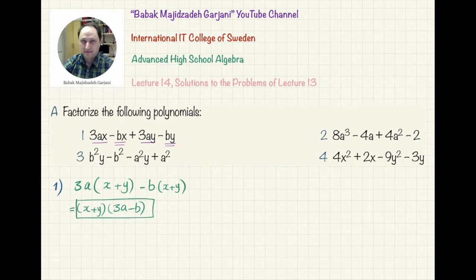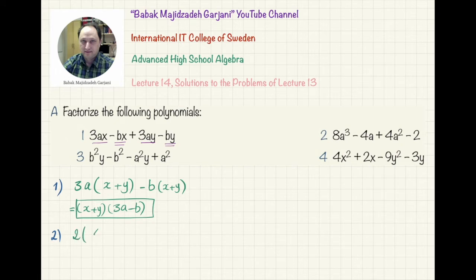Okay, so let us go to number 2. So number 2. Let me write it here. Okay, so if you look here, probably you can find that, yes, first of all, there is a common factor to all of these terms, and that is 2. So the first thing that I have to do, I factor 2 out first. Okay, so I will factor 2 out.